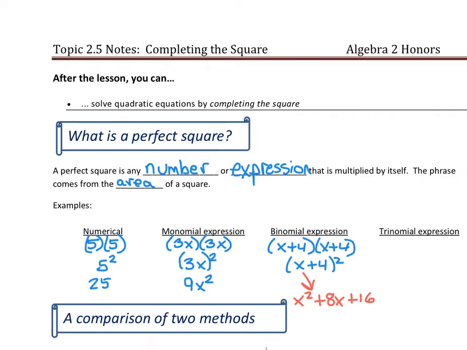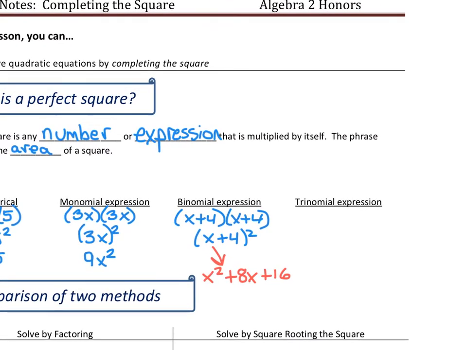Okay, great. And then if we look at a trinomial expression, if I just wrote something such as 9x squared plus 12x plus 4, this is an example of a perfect square. Now, you might not recognize it as such right away, but we have a perfect square in the first term. We have a perfect square in the last term, and the product of the two terms in the binomial multiplied by 2, or doubled, is going to equal 12x.